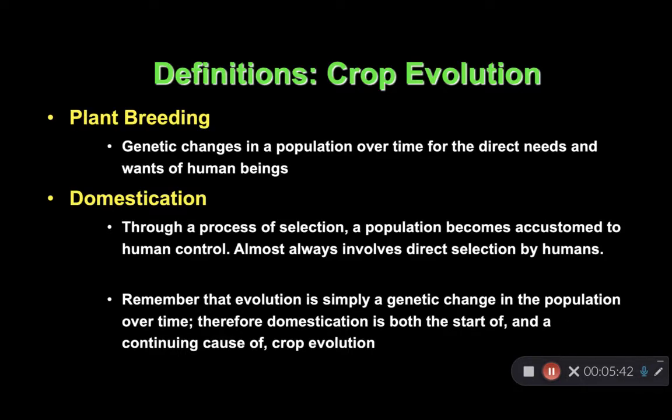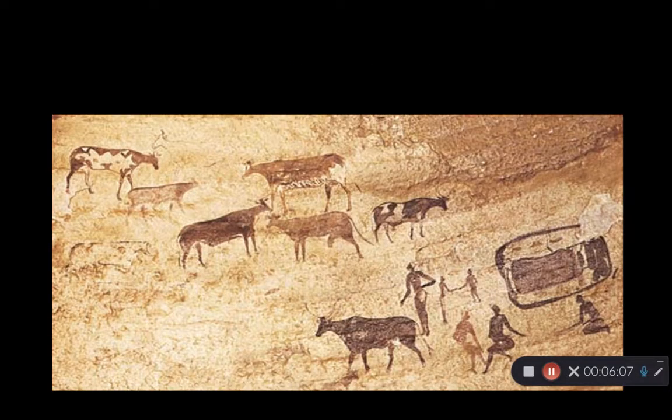So when we're talking about evolution, we're talking about genetic change in the population over time. That's the simplest way I can describe it. And so domestication is the start of that process and a continuing cause of crop evolution, because we're continuing to modify our plants all the time as we breed them to fit new agricultural situations, to fit new human needs and wants, to fit new markets.